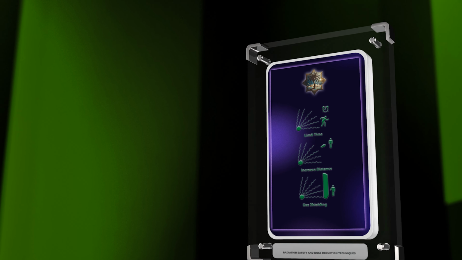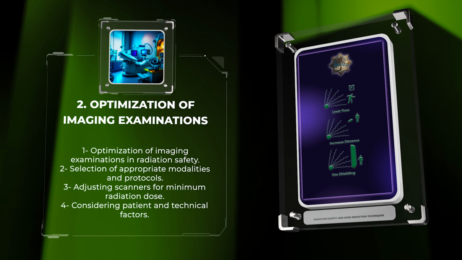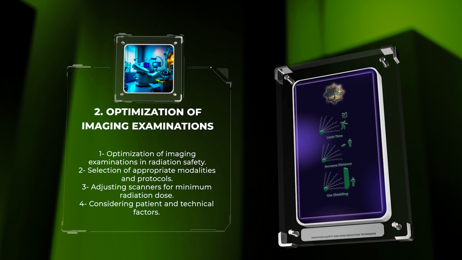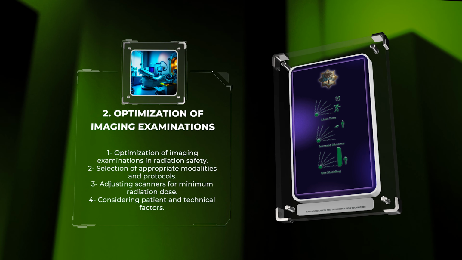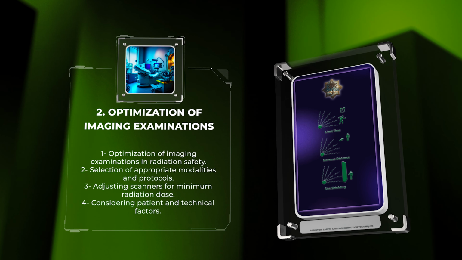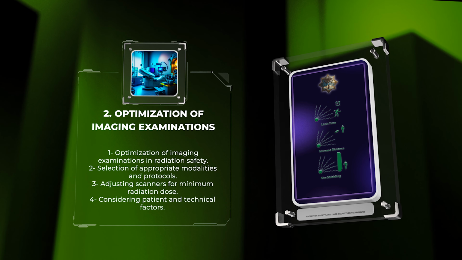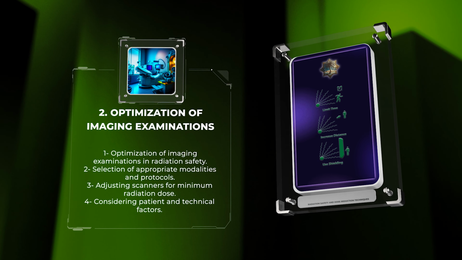One fundamental aspect of radiation safety is the optimization of imaging examinations. By selecting appropriate imaging modalities and protocols, scanners can be adjusted to deliver the minimum radiation dose required to obtain diagnostic quality images. This involves considering patient factors, such as age, size, and clinical indication, as well as technical factors, such as tube current, voltage, and image acquisition parameters.